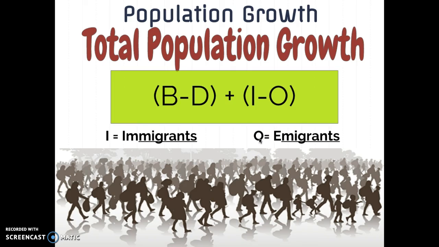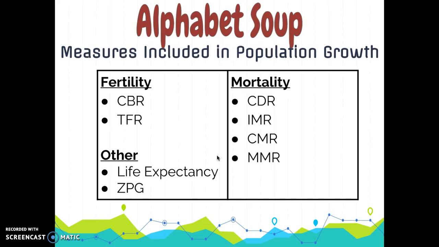And so our equation here for total population growth is going to be your births minus your deaths plus your immigrants minus your emigrants. Okay, and so again, this is another way of measuring population growth that takes into account migration, whereas the other two do not.